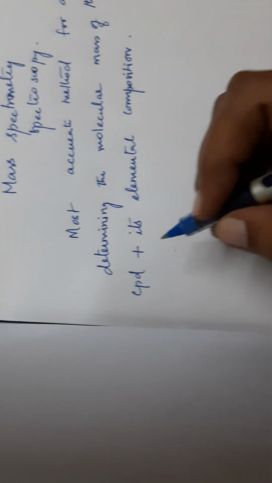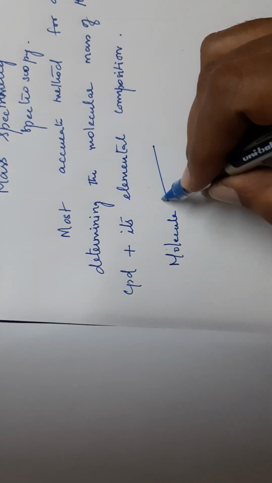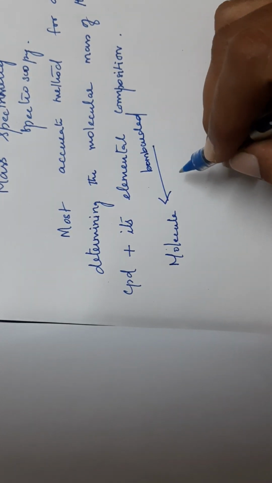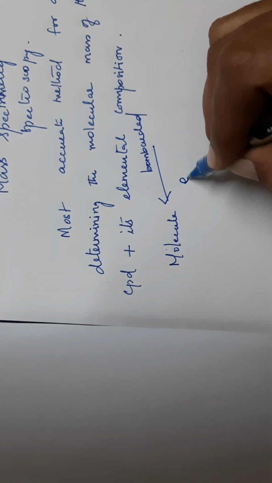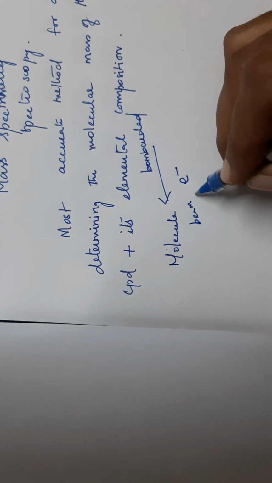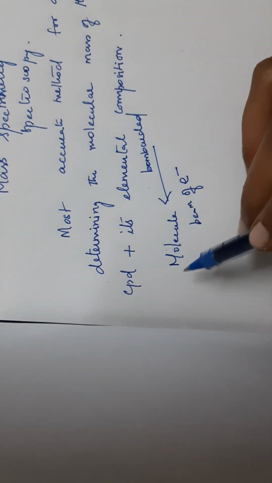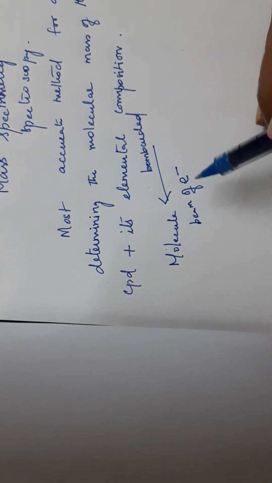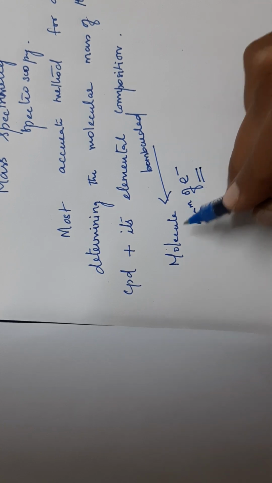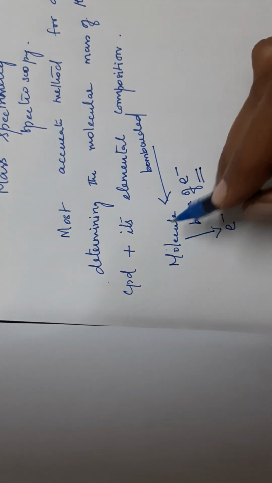I'll be taking a molecule. So I have a neutral molecule. This neutral molecule is bombarded with a beam of electrons. So when this molecule is bombarded with a beam of electrons, what happens? Because of this bombardment, an outermost electron will be kicked off from this molecule.